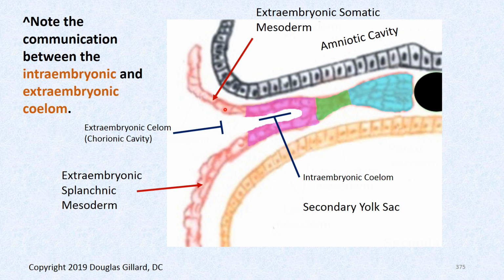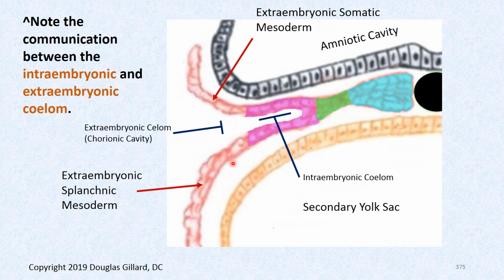Because they connect with these things, let's just call them the intraembryonic somatic mesoderm. Make sense? So the intraembryonic somatic mesoderm morphs into the extraembryonic somatic mesoderm. Great. So guess what this one's called? Well, this is called the extraembryonic splanchnic mesoderm, which kind of surrounds the yolk sac.